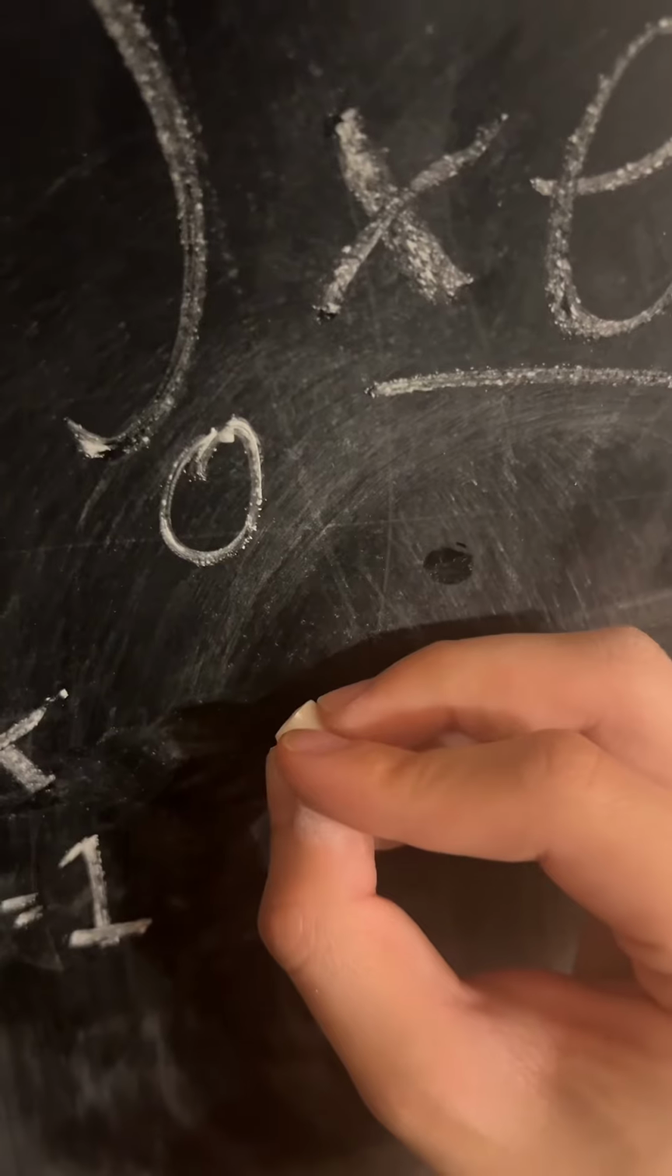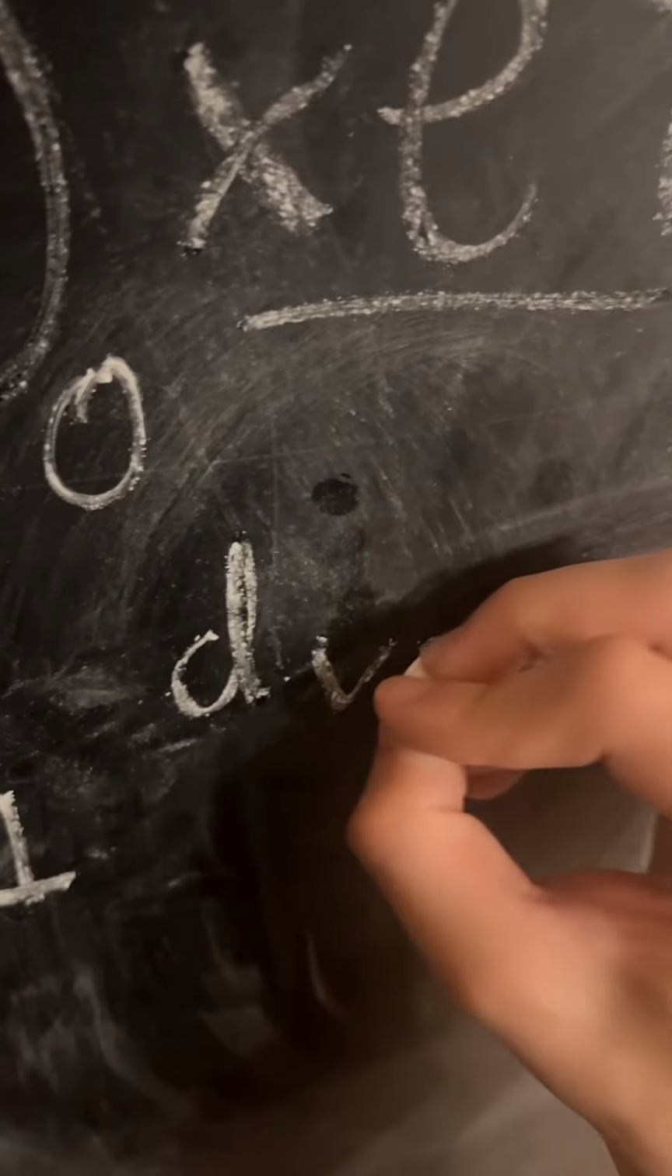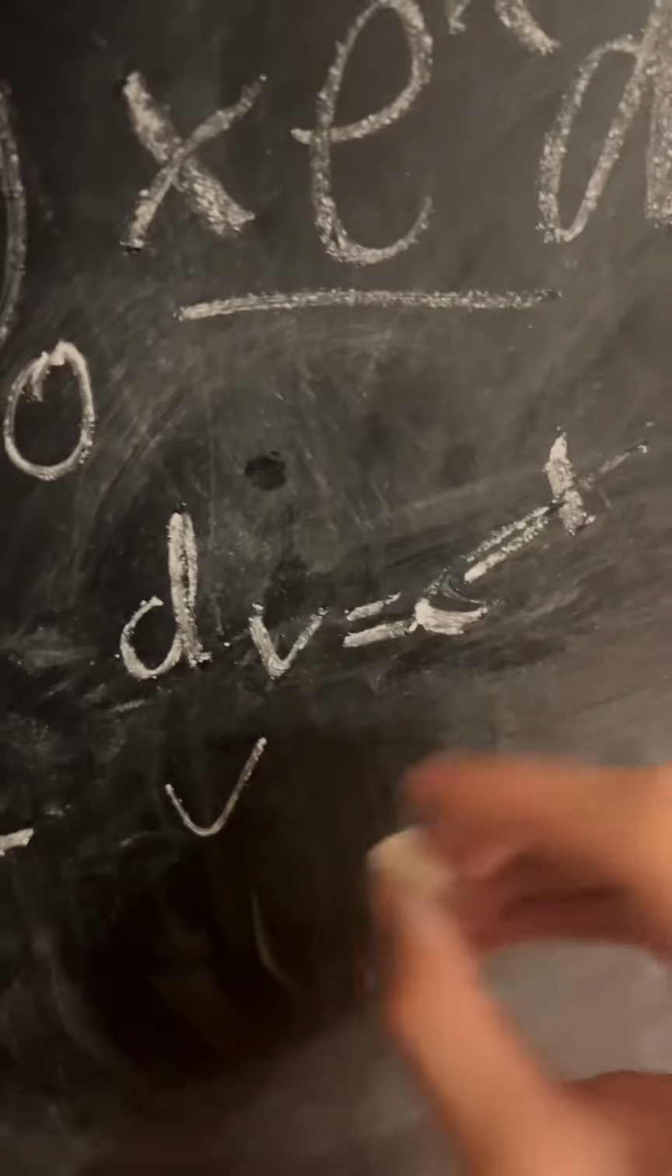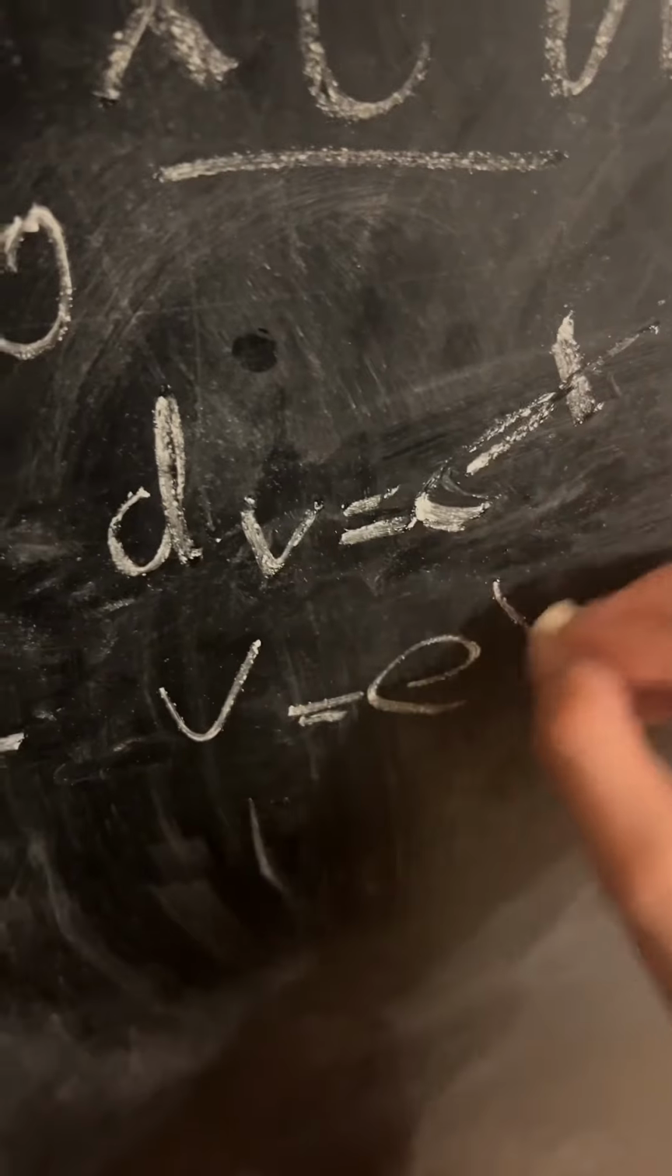I'm going to set u equal to x because simply the derivative will just be equal to 1. And then I'm going to set dv equal to e to the x because that's all that's left, and also the integral of dv is very simply e to the x.